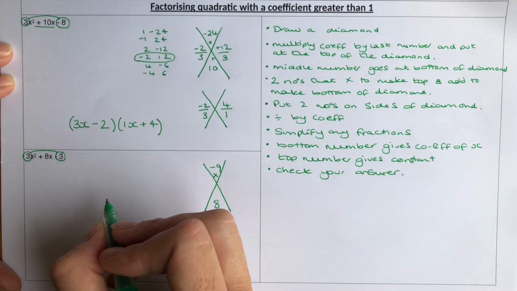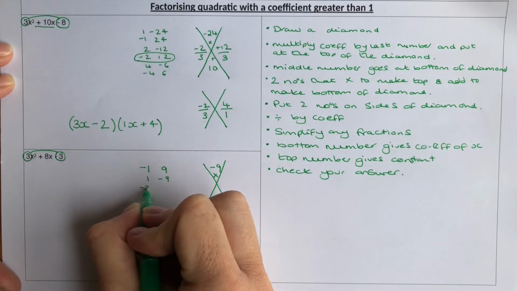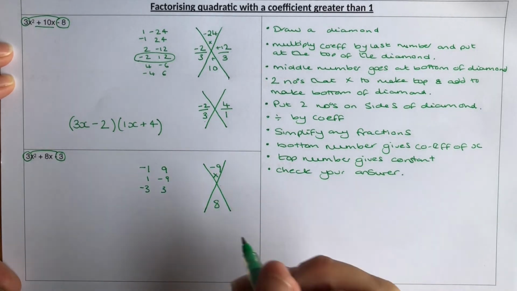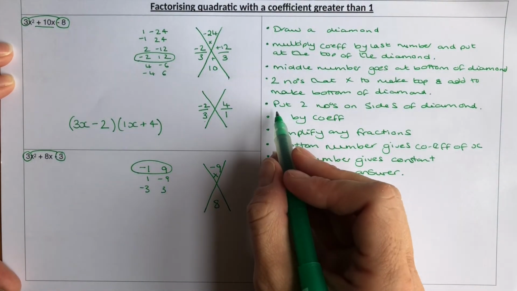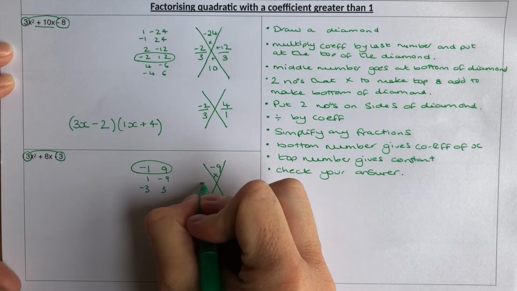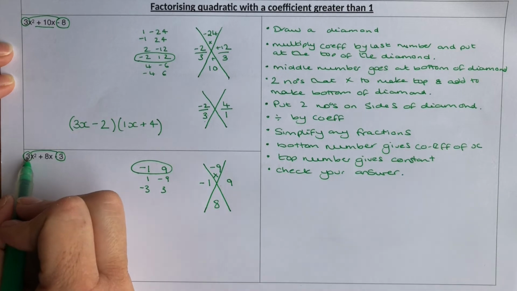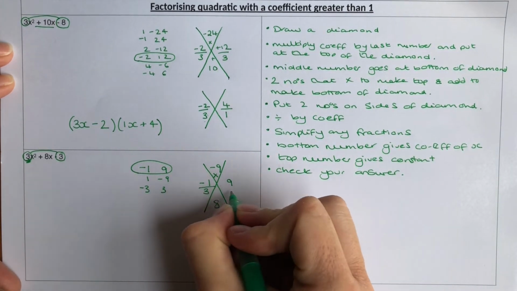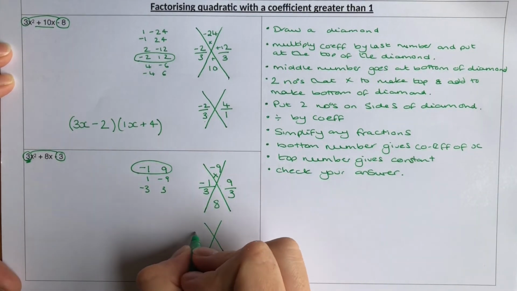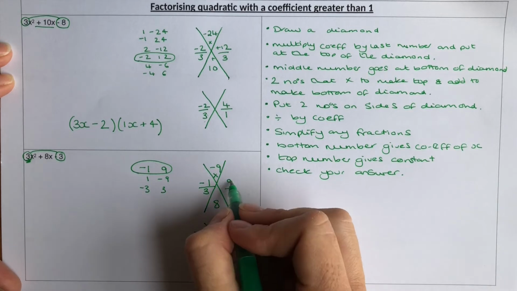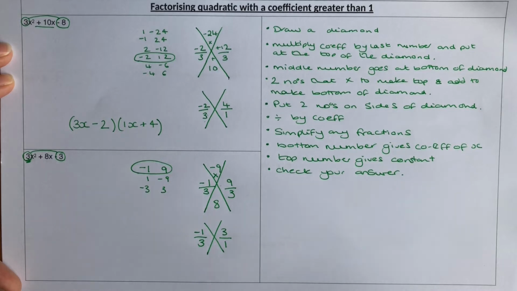So let's start. We could have -1 and 9, or 1 and -9, -3 and 3. So which ones would add together to make 8? -1 and 9. Okay, so put the two numbers on the sides of the diamond. Then it says divide by the coefficient. So our coefficient here is 3, so divide by 3. Simplify any fractions. Okay, so we've got -1 over 3, can't simplify that. This one will simplify. 3 goes into 9 3 times and 3 once.